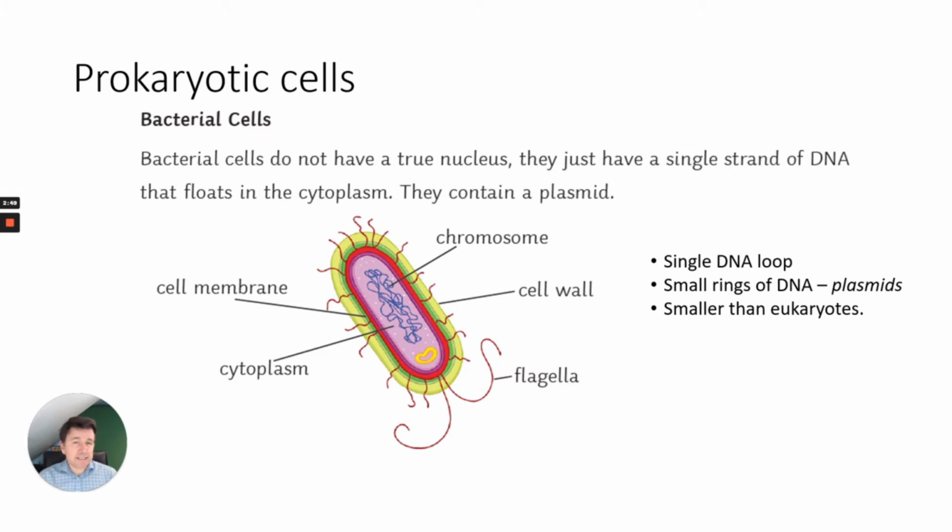Prokaryotic cells are slightly different to eukaryotic cells. So a good example is a bacteria. So bacterial cells do not have a true nucleus. So they just have what we call a single strand of DNA that floats in the cytoplasm. They also contain plasmids, which are small rings of DNA. They're also much smaller than eukaryotes as well. So you can see the kind of differences there. They're much simpler in terms of their structure, but they have similar structures to eukaryotic cells, except they do not have a true nucleus and they have small rings of DNA called plasmids.